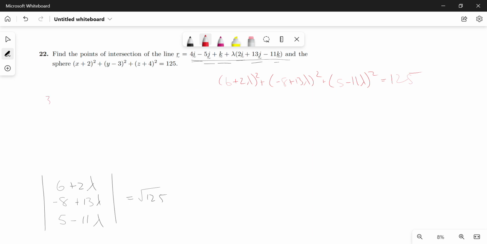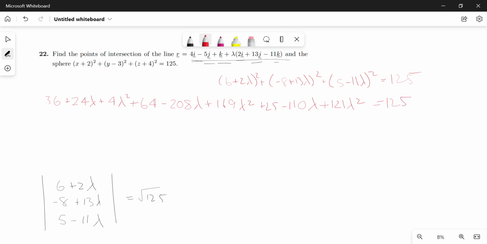So 6 sixes, we've got 36, double the 6 twos are 12, so 24 lambda, and we've got 4 lambda squared. 8 eights are 64, 13 times 8, and it's a negative, and we're doubling it, so 104 becomes 208 lambda, 13 squared is 169 lambda squared. Alright, 5 squared is 25, 11 fives, and it's a negative, and we're doubling, so we get 55, 110 lambda, and then 11 elevens is 121, I think. Okay, so let's put all those together.